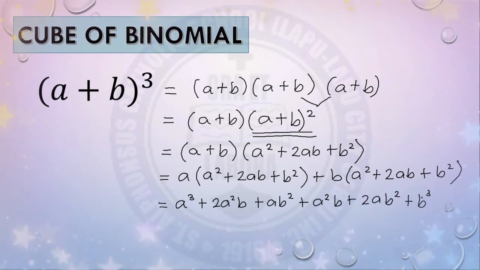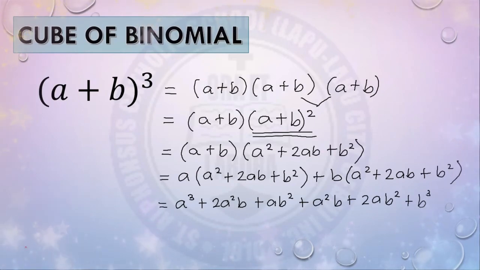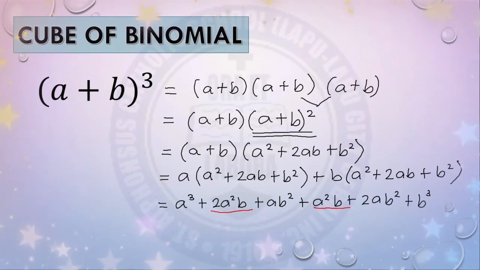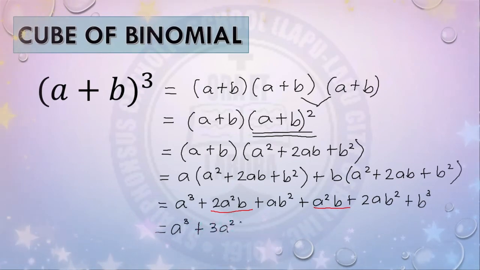Now this time, we're going to examine the given terms. We're going to combine like terms. And the like terms here are 2a squared b and this one. So it will become a cubed. Combine this one, 2a squared b and a squared b, then it will become 3a squared b.